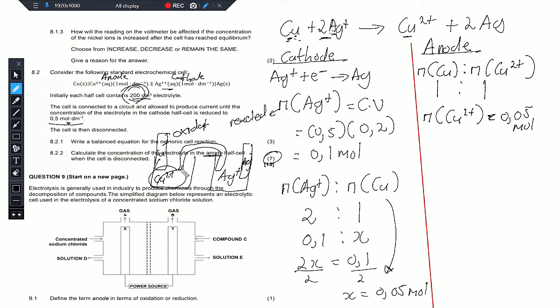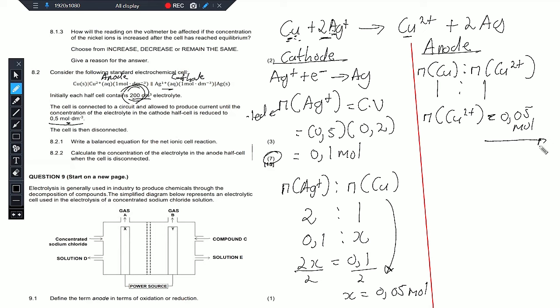Now, what are they saying? They're saying calculate the concentration of the electrolyte of the anode half cell. Now, when we have that, we can then calculate the concentration to say, okay, we now have the 0.05 mole. And now let's calculate the concentration of the Cu2+. But this concentration that we are going to calculate is the initial one, before this cell was disconnected, right? So initially, we can see that we must have a concentration of 1 mole per dm cube. So let's calculate the number of moles we have there.